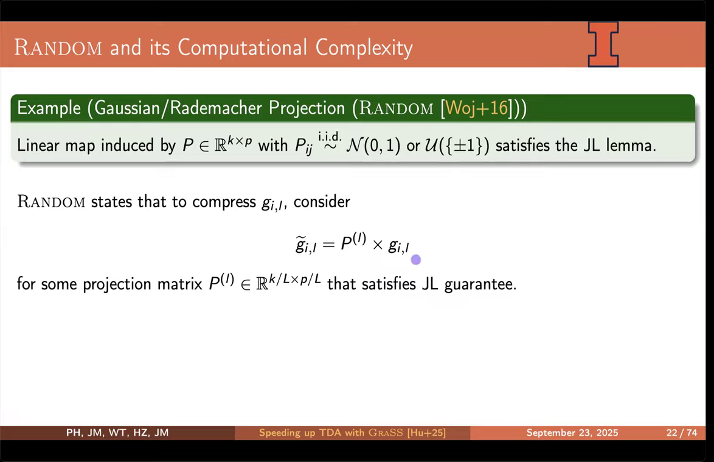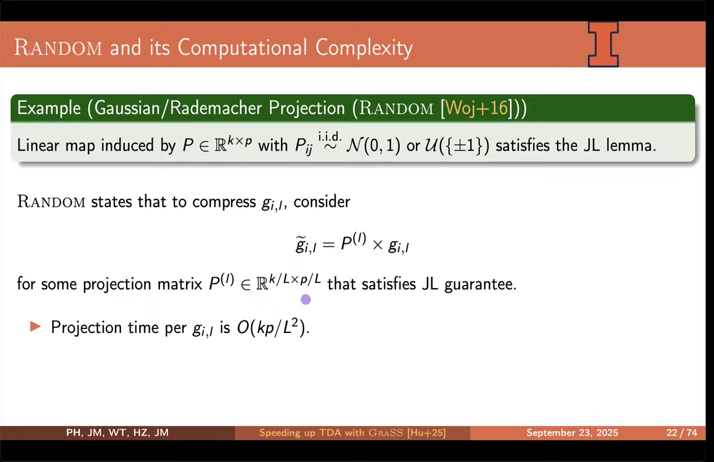So in particular, g_i^l is now of size p over L, right? We're thinking about each layer receiving roughly the same amount of parameters. But now what about the compressed gradient? We're thinking that in total, we have a budget of k to form our final compressed gradient. If there are L layers, then each layer will receive a budget of k over L for the target dimension. So that's why the projection matrix is of size k over L times p over L.